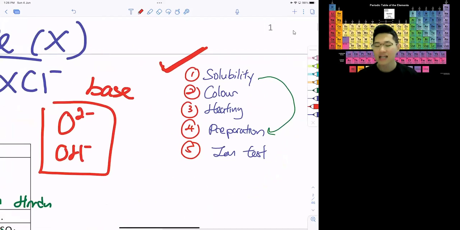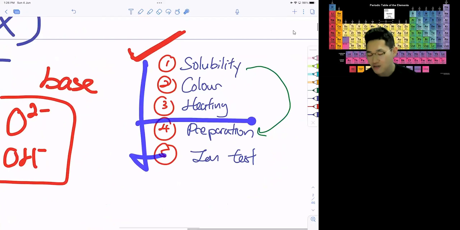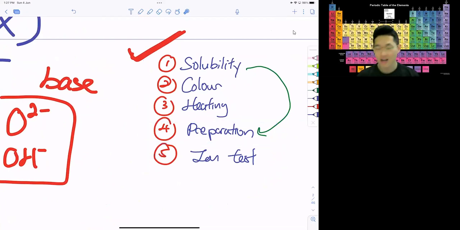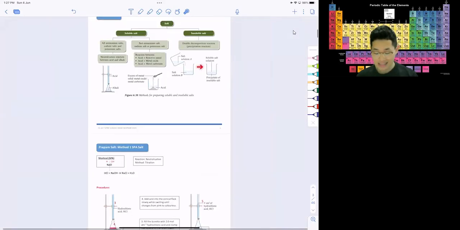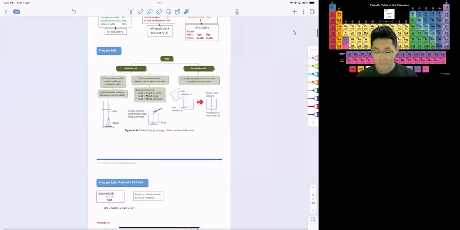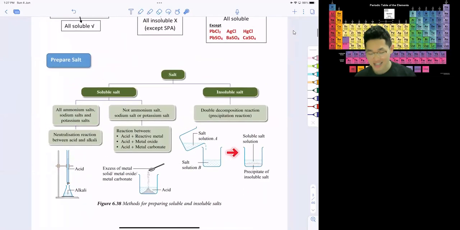And now I think I should go to the preparation of salt first. Because I realized usually if I follow this sequence, when students come to preparation of salt, they will already forget what they learned from the solubility. So I think this time I try a different way. After solubility, we do preparation first, yeah. Okay, so let us go to page number 3. Is it the next page? Yeah, just the next page, sorry.